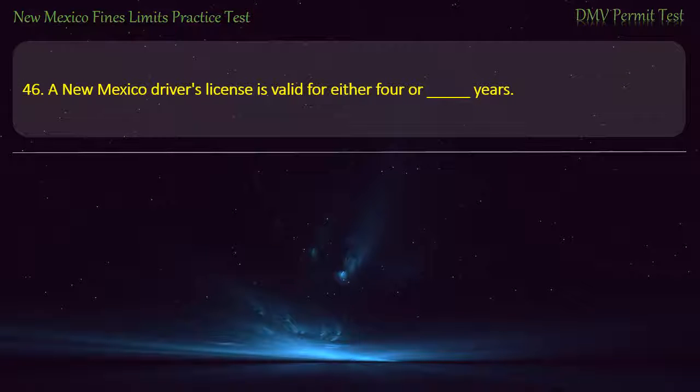Question 46. A New Mexico driver's license is valid for either 4 or years. 8, 6, 12, 10. Answer. 8.